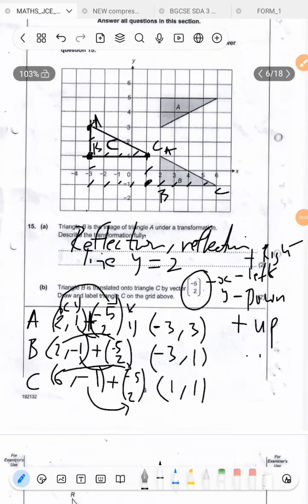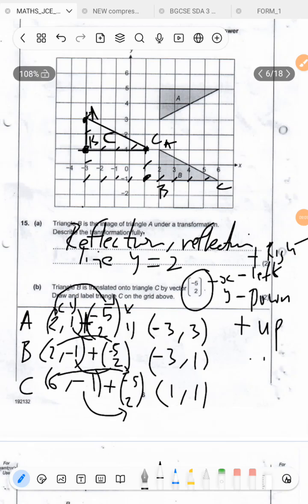Then let's just confirm with what we already plotted there. So we'll go to A. A is -3, 3, which is going to be this point there, which is correct. And then the next one is going to be -3, 1, which is here, which is correct for B. The next one is going to be 1, 1, which is C, which is correct.